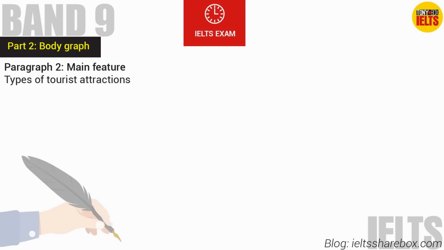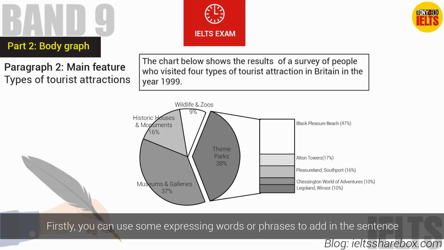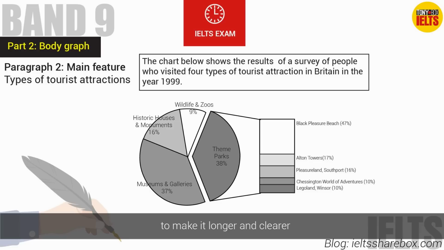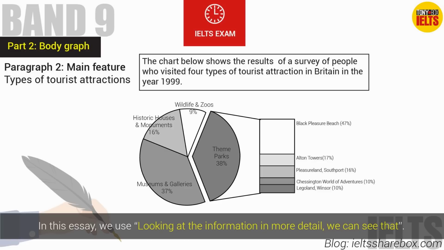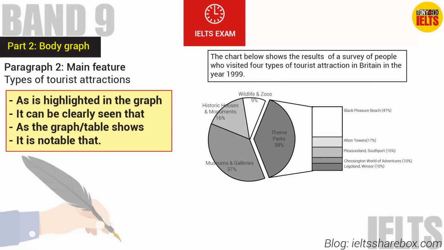Paragraph 2. Main feature, types of tourist attraction. Firstly, you can use some expressing words or phrases to add in the sentence to make it longer and clearer. In this essay, we use looking at the information in more detail, we can see that. Here are some suggestions to use for your statement. As is highlighted in the graph, it can be clearly seen that. As the graph table shows, it is notable that.